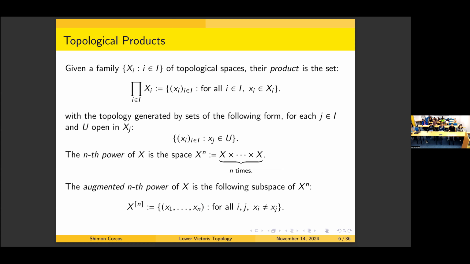If we take n copies, where n is a natural number, of a single space, and we consider that product, we call that the nth power of X. Now, I haven't seen this space called by this name in the literature, but I'm saying that the augmented nth power of X is the subspace of this where the coordinates of any point are all distinct from each other.